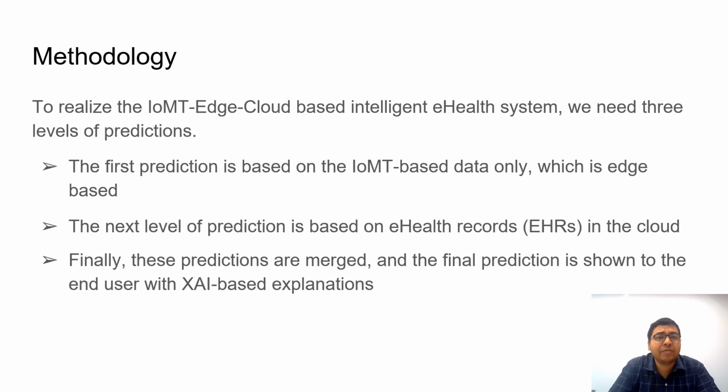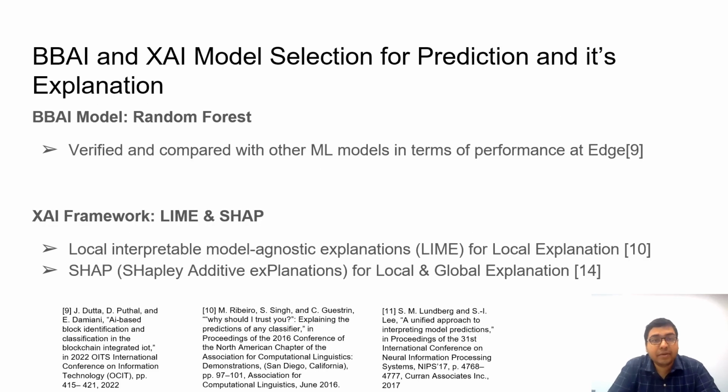So what methodology have we adopted here? To realize the IoT edge cloud-based intelligent eHealth system, we need three levels of prediction. The first prediction is based on IoT-based data only, which is edge-based. The next level of prediction is based on eHealth records, that is electronic health records, which are stored in the cloud. And finally, these two predictions are merged, and the final prediction is shown to the end user with explainable AI-based explanations.